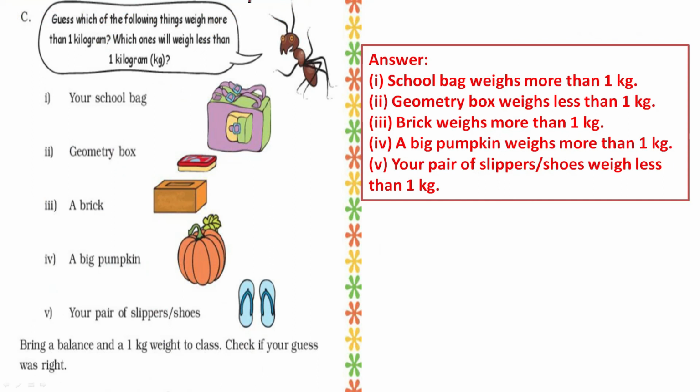Guess which of the following things weigh more than 1 kilogram. Your school bag, it is more than 1 kilogram only. Geometry box, it is less than 1 kilogram. Brick, more than 1 kilogram. A big pumpkin, more than 1 kilogram. Your pair of slippers or shoes, less than 1 kilogram.